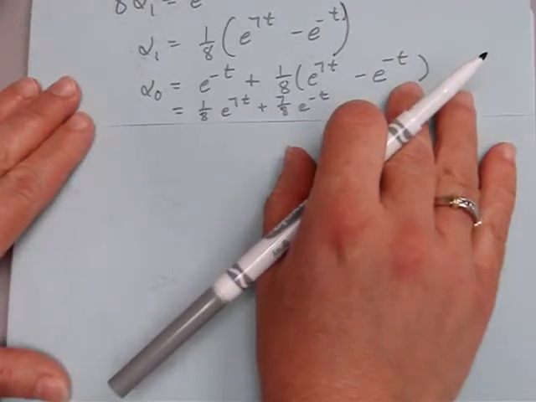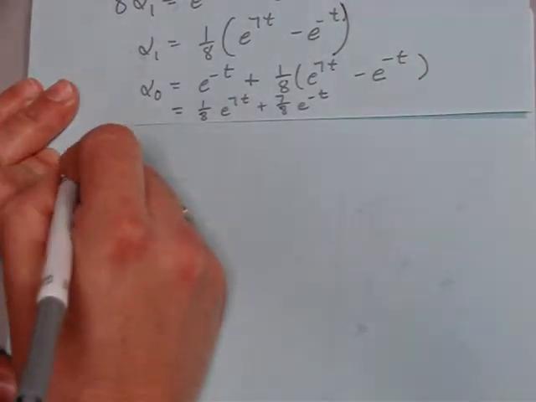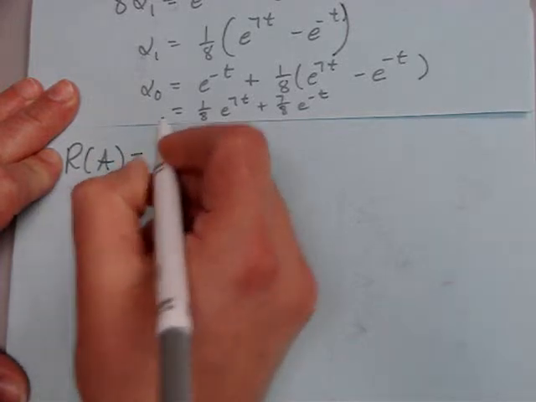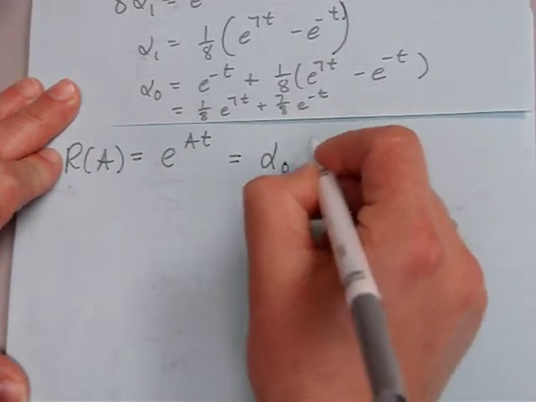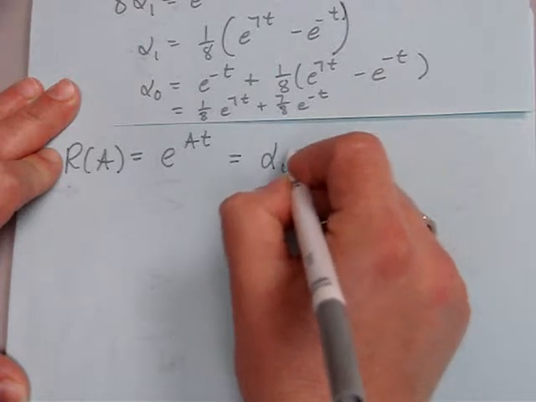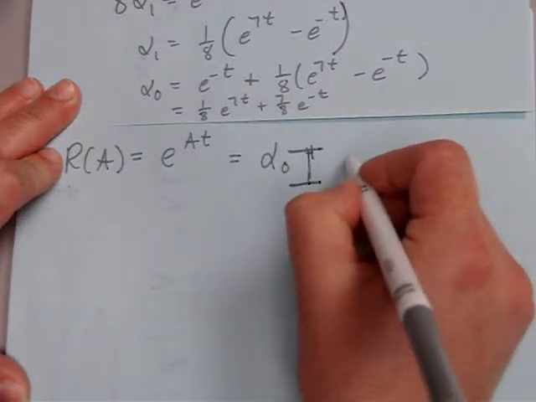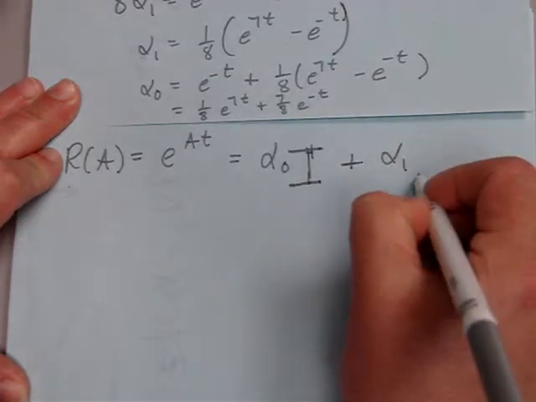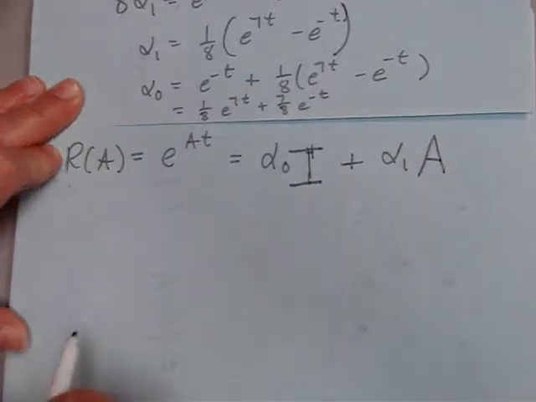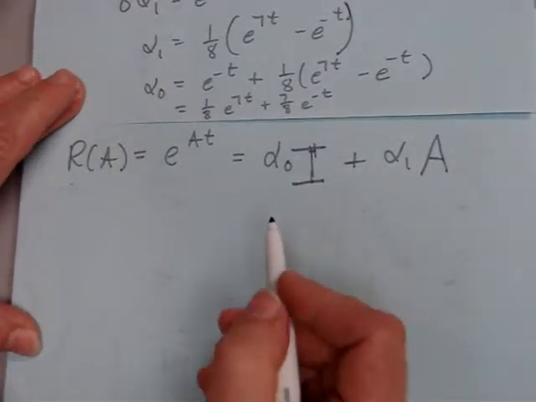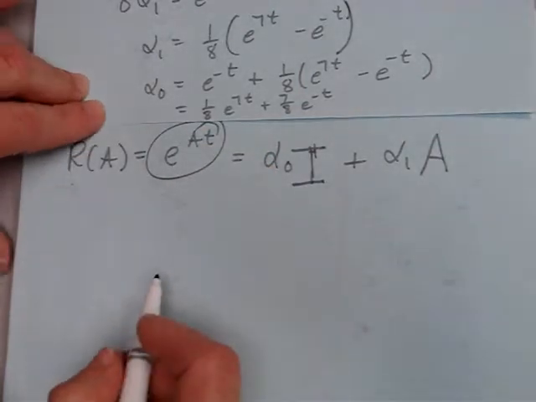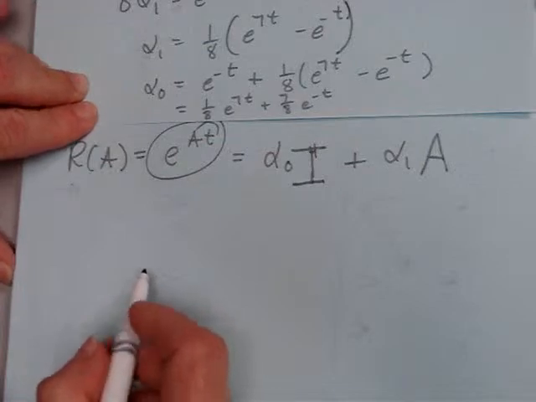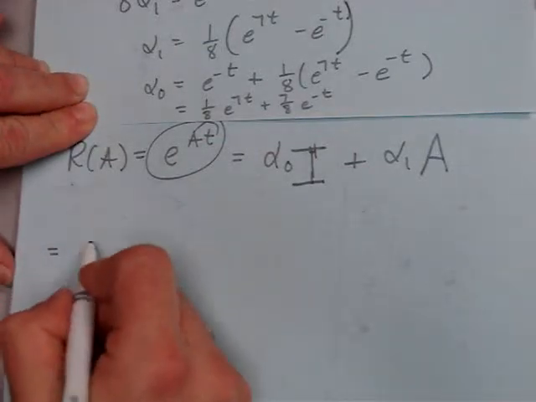Now we can put in R of A, which is e to the At, but it's also alpha 0 times, well, in a matrix equation we need the identity matrix, plus alpha 1 times A, the matrix. Now we're putting the matrix into the polynomial equation. The whole idea here is finding e to the At. So now all you need to do is substitute in there, and I guess I'll let you guys do that.